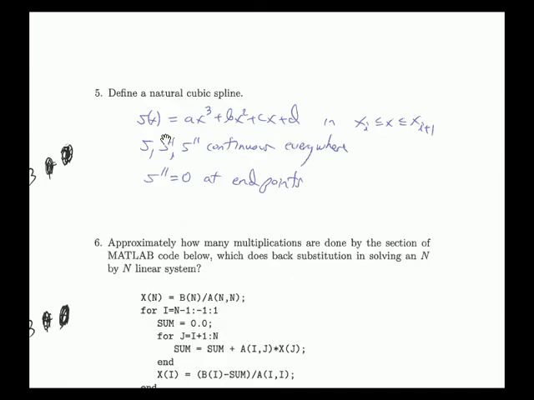And here's a section 4.3 problem. It just says to define a natural cubic spline, and it's a cubic polynomial in each strip. S, S prime, S double prime are continuous. Oh, a natural cubic spline. And natural cubic spline means the end conditions are the second derivative 0 at the 2 endpoints. So it's just the definition of natural cubic spline.